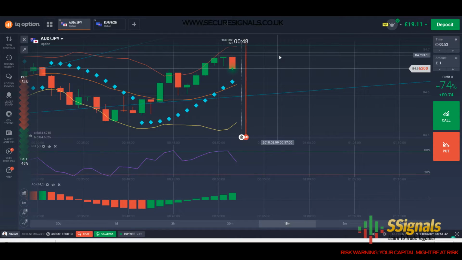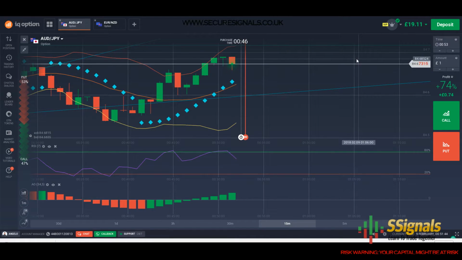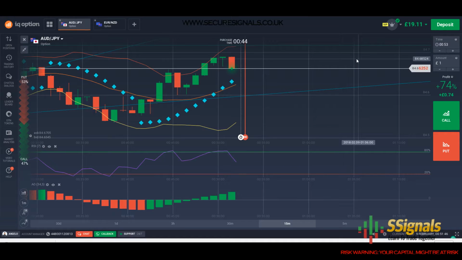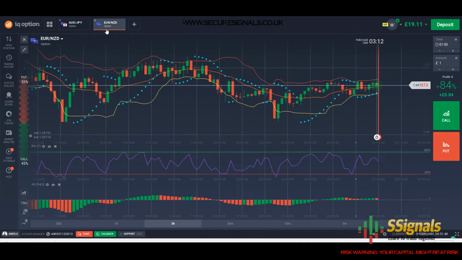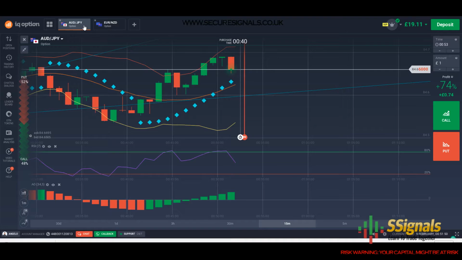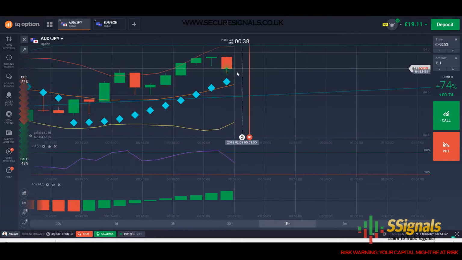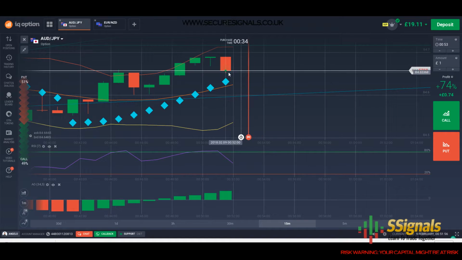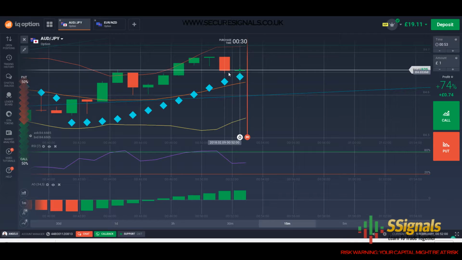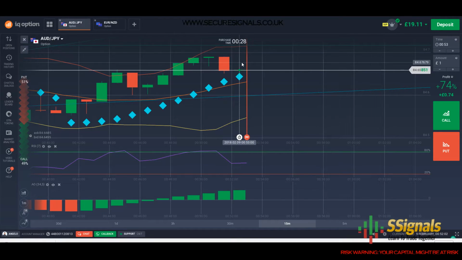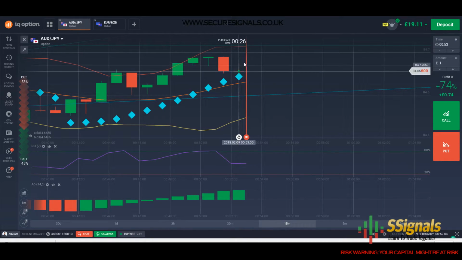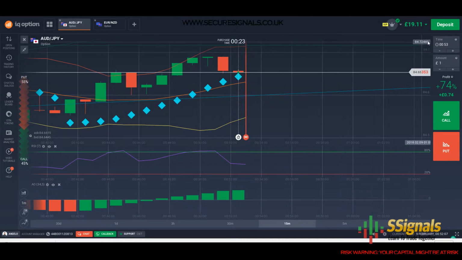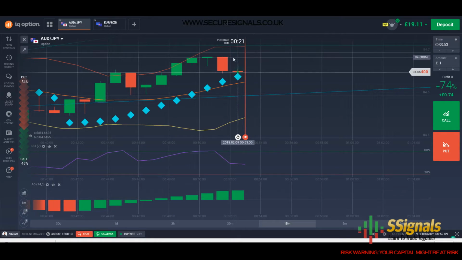Nine, 8, 7, 4. Okay, so there's been a lot of rejection here. 3, 2, 1. Okay, so let there be a pullback up to this level, and on the close of this candle we're going to enter a 1 minute put if it closes green.